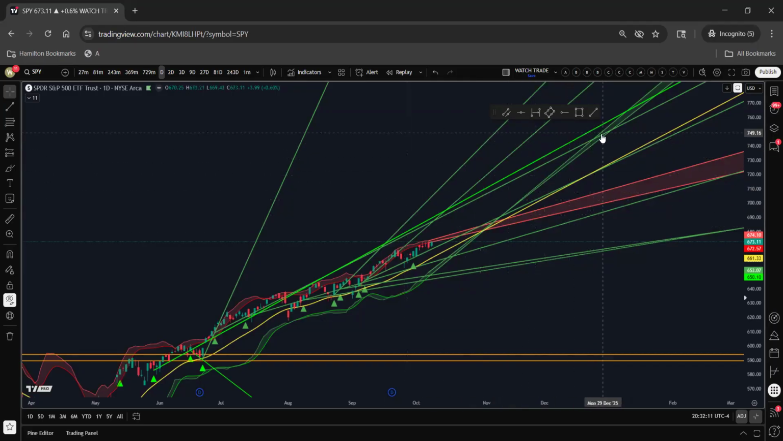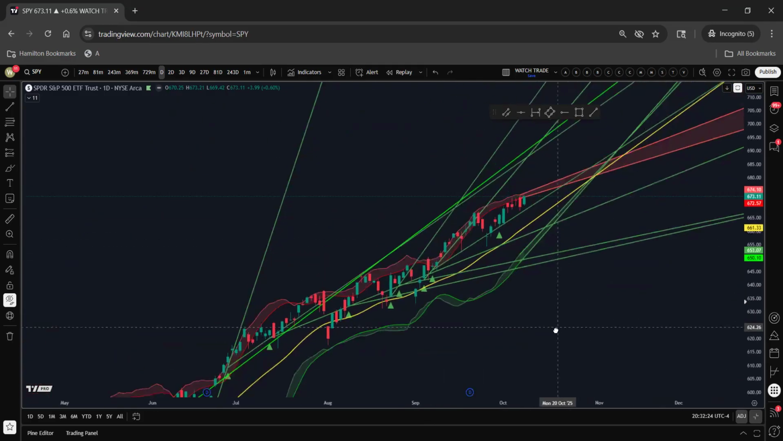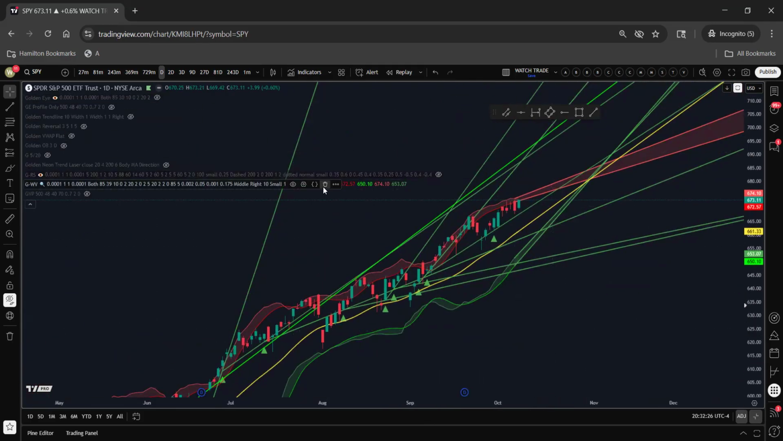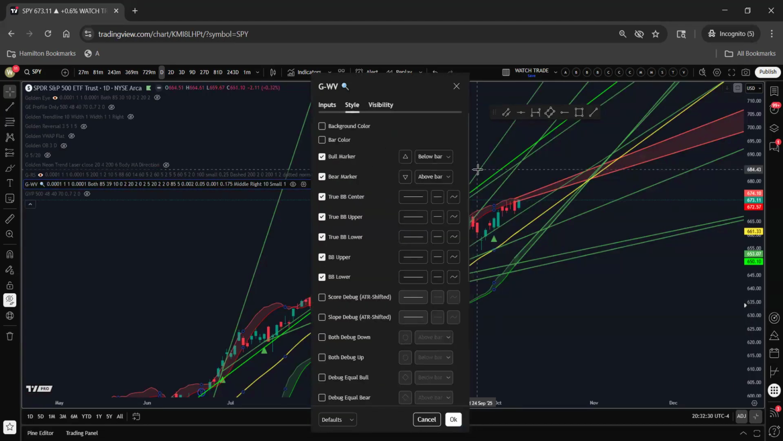That's why I like these lines, because they let me know potentially where price is heading and when it can get there. This is how I use these indicators. These indicators are coming out this week. So I'm just giving you a preview. So those are a couple aspects of this indicator. Let's add some more to it.